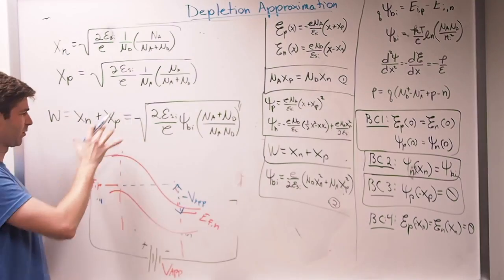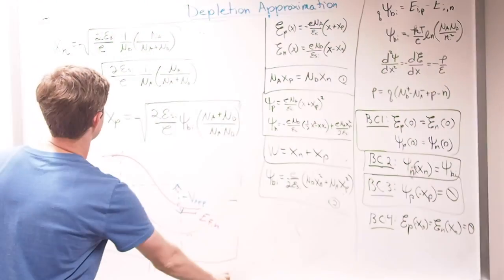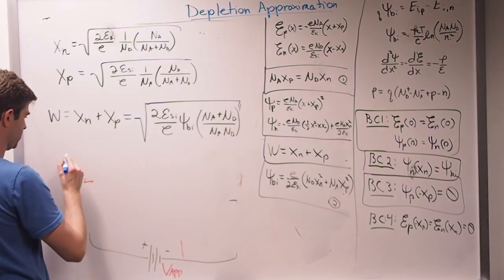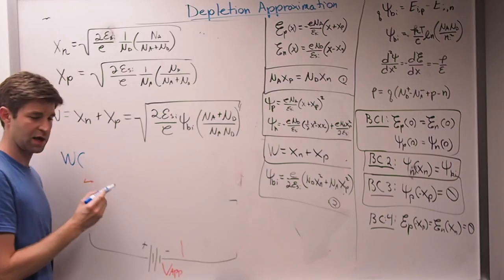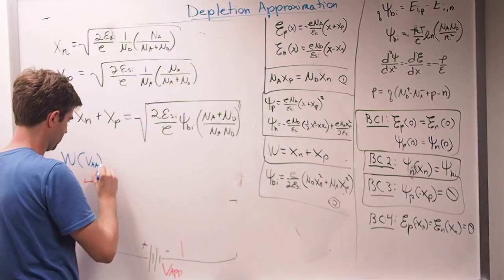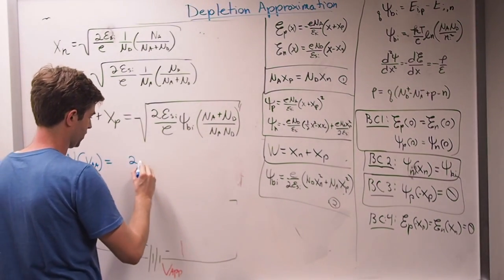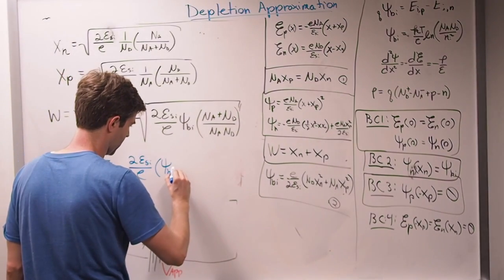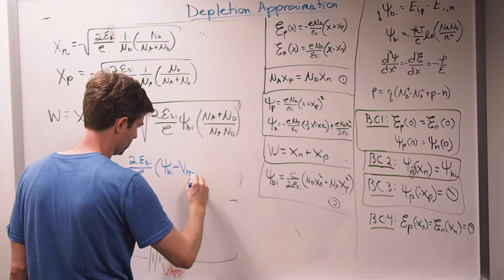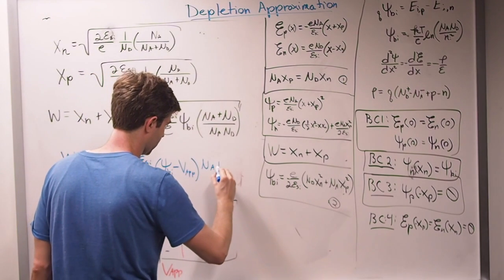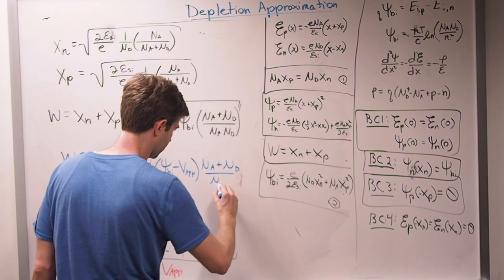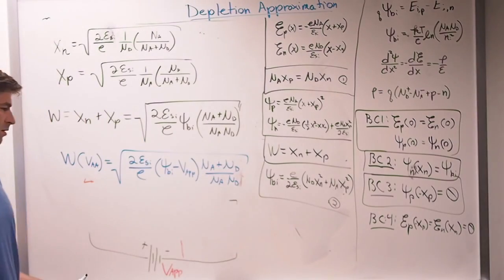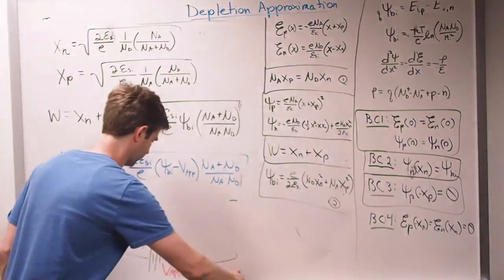So we can rewrite W like this. W as a function of applied voltage, V applied, is equal to the square root of 2 epsilon Si over q psi BI minus V applied, times NA plus ND over NA ND. The whole quantity square root. So that's what happens when we apply an external voltage, right?